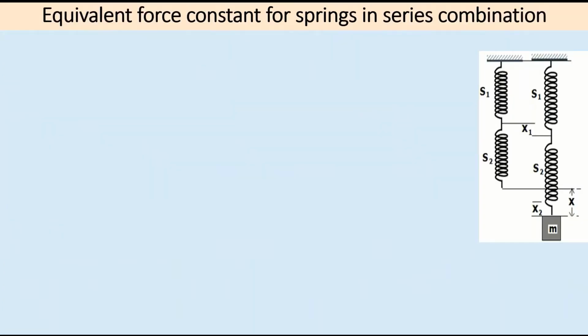The vertical oscillations of a mass suspended by a spring is a good example of a mechanical oscillator. Let us study the same for the combination of two springs in series and also in parallel, and evaluate the force constant in each of these cases. So first, let us consider the equivalent force constant for springs in a series combination.